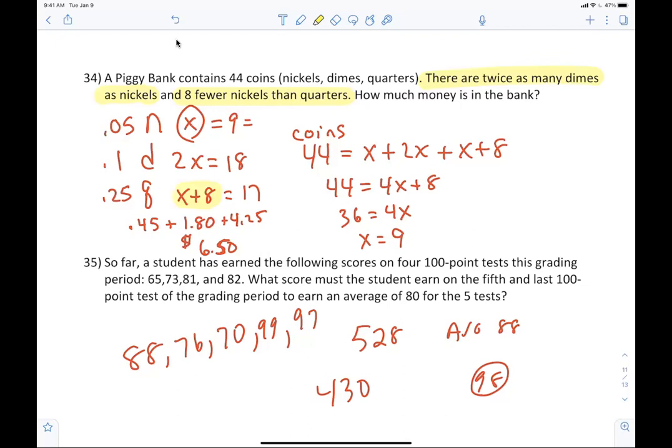You just told me there are more quarters than nickels. Do you agree with that statement? Yeah. So, if you do X minus 8, there are fewer quarters than nickels. If there are X nickels, are there more quarters or fewer quarters? Well, you have to read it. What does it say? There are twice as many dimes as nickels and 8 fewer nickels than quarters. So which is more, nickels or quarters? There are more quarters. So it can't be X minus 8 because that would be fewer quarters. You see what I'm saying now, right? Yeah. That's hard. X plus 8.